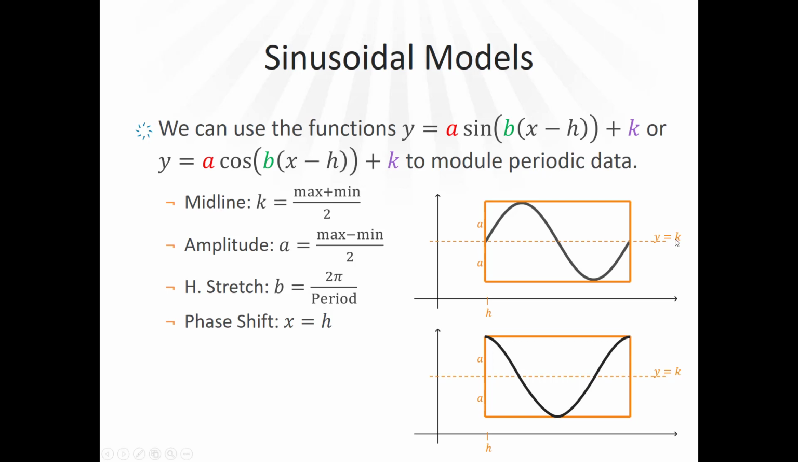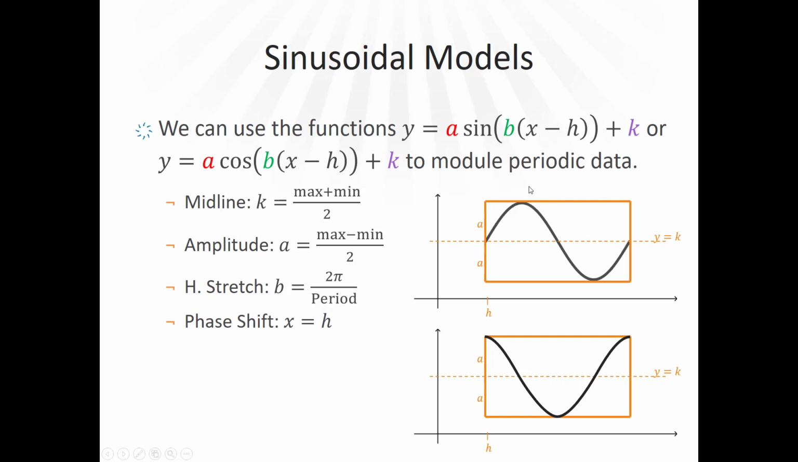Remember the midline, the horizontal line that cuts right through the middle of the graph. It is the average of the max and min, so it's max plus min over 2. The amplitude is half of the total distance, so that's max minus min over 2. We then talked about the period, which is the distance of one cycle. So how long does it take for one complete cycle to complete itself?